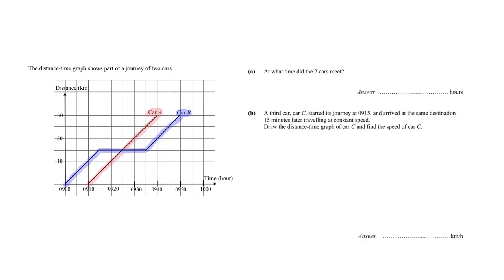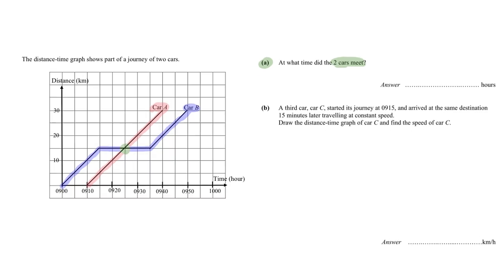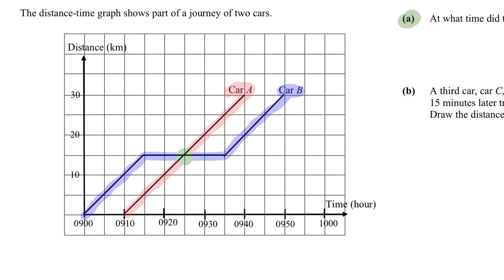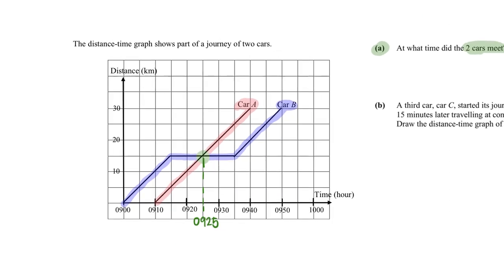For part A, at what time did the two cars meet? Well, it is at this point here, so let's zoom in. At this particular point, we can see that it is in between 9:20 a.m. and 9:30 a.m. So that means this should be 0925. And that will be the answer for part A.